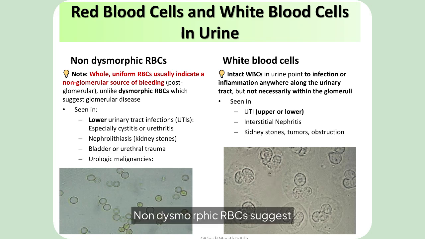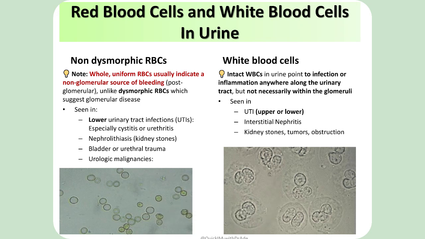In this slide, intact RBCs and WBCs in urine are discussed outside of casts. Non-dysmorphic RBCs suggest lower urinary tract sources like stones, trauma, or infection. Intact white blood cells in the urine suggest infection or inflammation anywhere along the urinary tract and can be seen in both upper and lower urinary tract infections, as well as in conditions like interstitial nephritis. But remember, WBC casts indicate a kidney source of infection or inflammation, not lower.